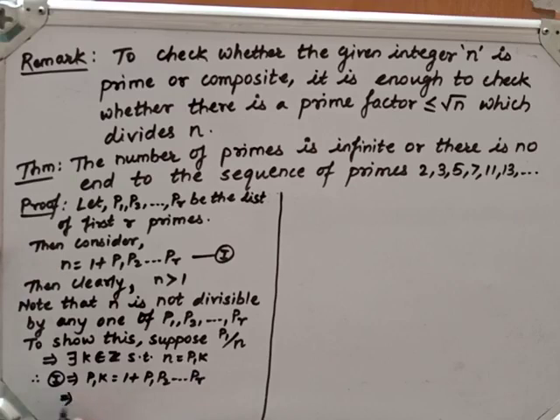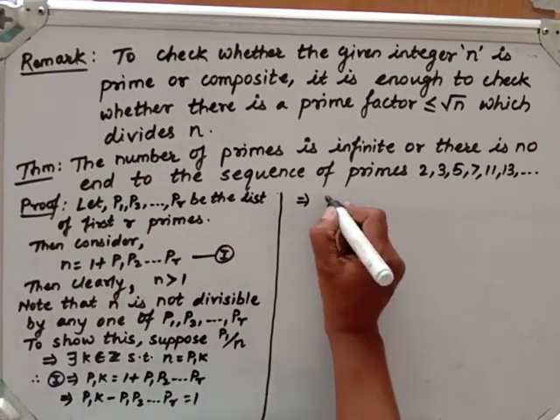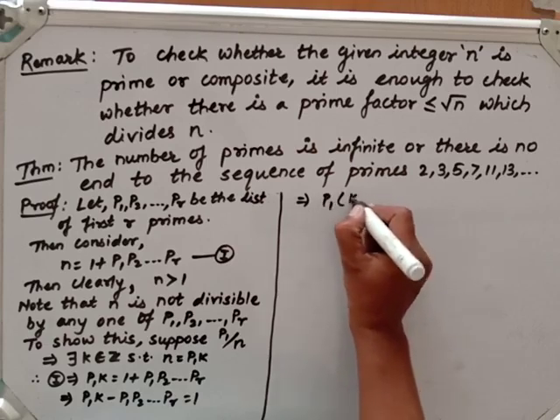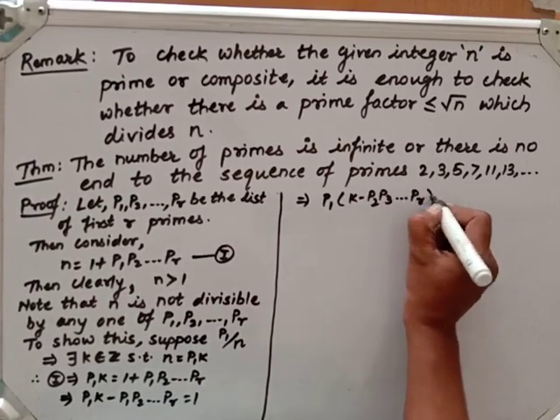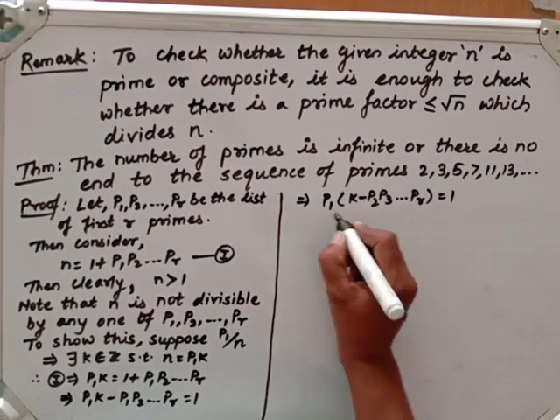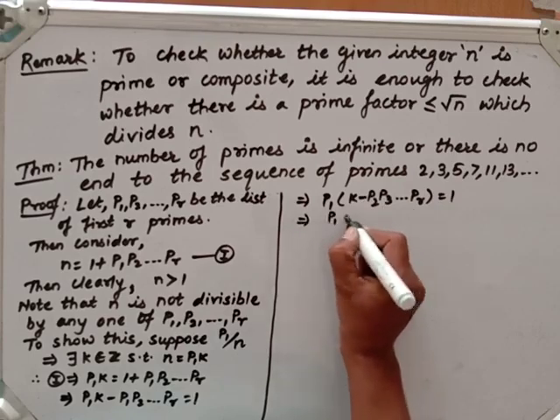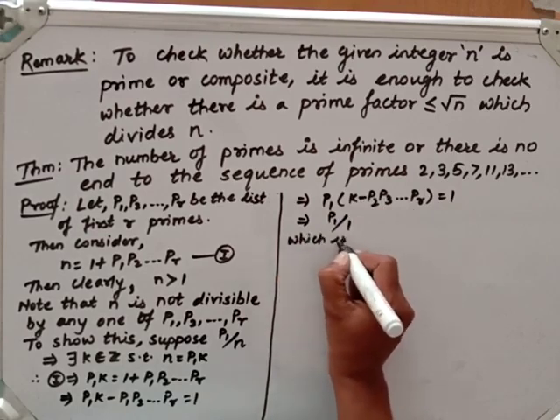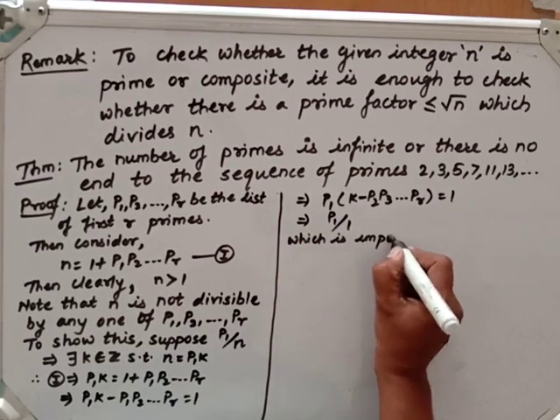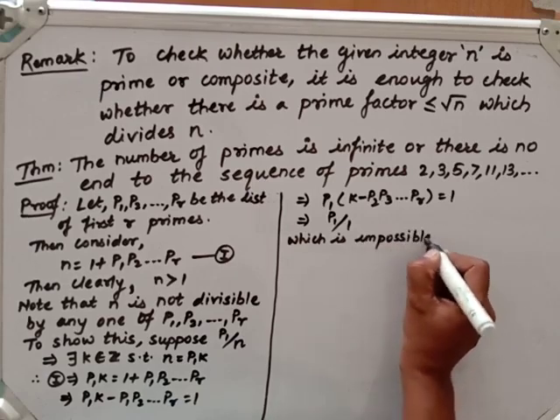Now, this gives, let me take this one to this side, P1K minus P1, P2 so on up to Pr, that is equal to what? 1. So, this gives P1 into K minus P2, P3 and so on up to Pr, that is equal to 1. So, that is P1 divides 1, which is impossible.